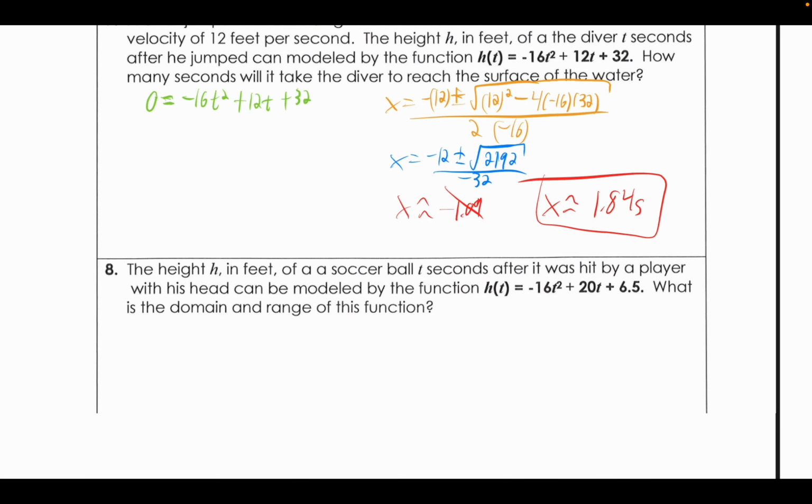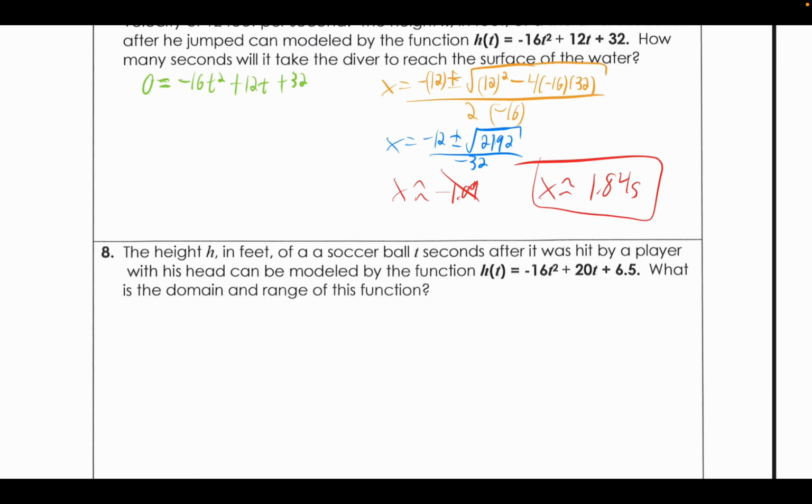On number 8, the height h in feet of a soccer ball t seconds after it is hit by a player with his head can be modeled by the following function. What is the domain and range of this function? So here we want to know the maximum and minimum x values as well as the maximum and minimum y values. And so in order to find this, we have to think logically for a moment as far as the minimums go. So the lowest x value, or t value in this case, would be the beginning of the time. And the beginning of time is 0 seconds, aka when the soccer player hits the ball.